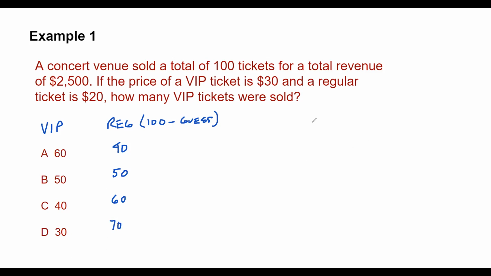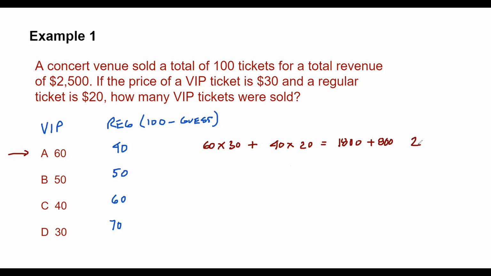Now, I think you can agree that if we know the quantities of each type of ticket, and we know the prices, we can figure out how much would have been spent. So let's start with option A. 60 VIP tickets times the cost of those tickets, which is 30, plus 40 regular tickets times the cost of those tickets, 20. What does that equal? Plug that into your calculator. That would be 1,800 for the VIP tickets, and another 800 for the regular tickets.